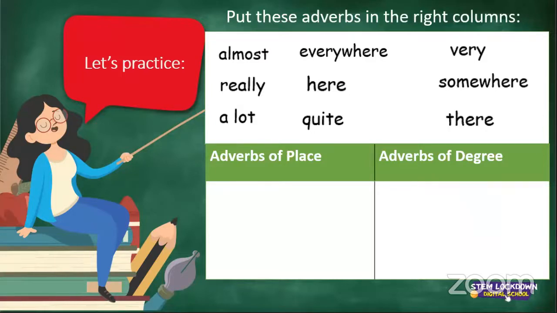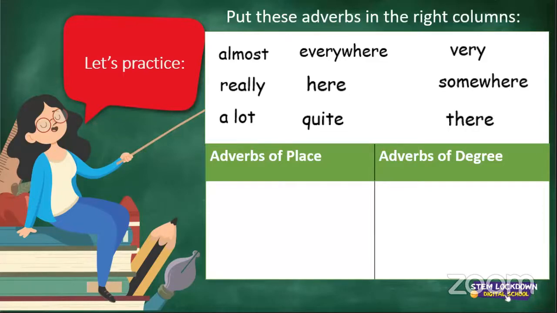Okay, with this exercise, we are going to put the adverbs in the right column. Remember, today we concentrated on adverbs of place and adverbs of degree more than the others. So all of the words that I chose are either an adverb of place or an adverb of degree. So let's look at them. Almost, everywhere, very, really, here, somewhere, a lot, quite, and there.